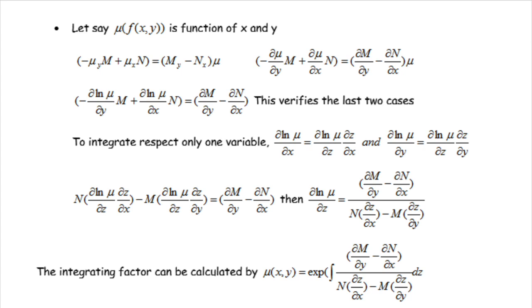To integrate with respect to only one variable, we introduce a z, which is a function of x and y. To make it solvable, the integrating factor can be calculated by mu of x, y equals e to the power of the integral of My minus Nx over N times dz dx minus M times dz dy, dz. Note that we need to transform z back to x and y when we are done solving the differential equation.